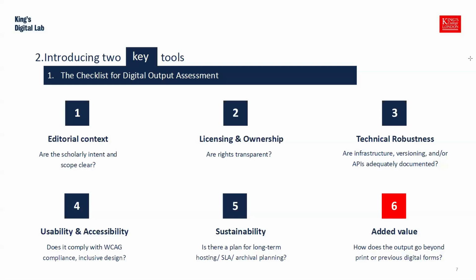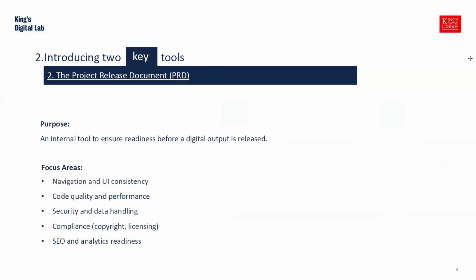So you will find questions like the ones I put in the slide. Are the scholarly intent and scope clear? Who owns the work? So we're talking about licensing: who owns the work, and how can it be reused? Are documentation and versioning in place? Usability: how does it meet user experience standards? Sustainability: will the project be usable in 5 years, and so on.